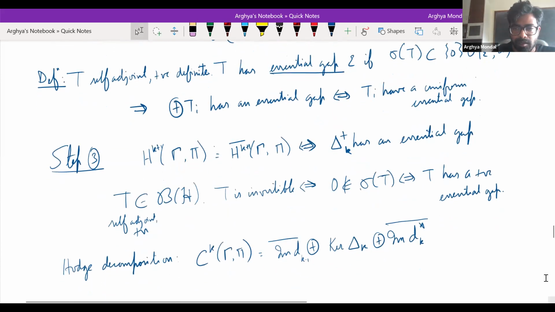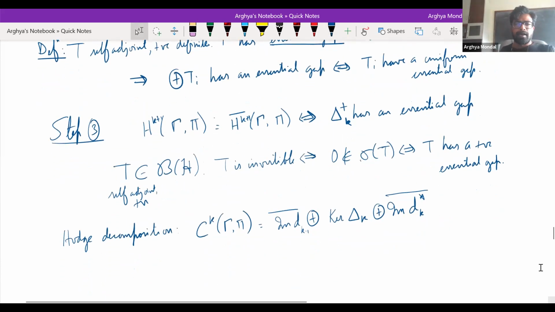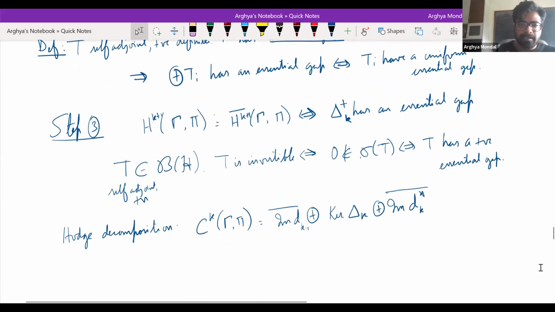So how do I show that? In general, if you have a self-adjoint positive operator, then it is invertible if and only if 0 does not belong to the spectrum. And that is if and only if the operator has a positive essential gap.